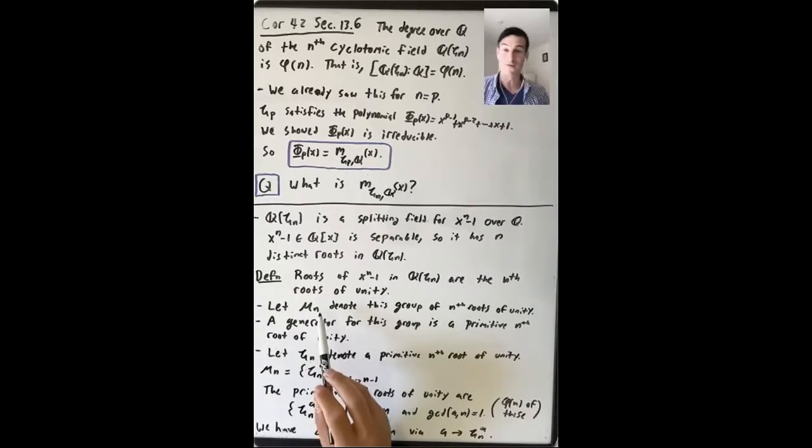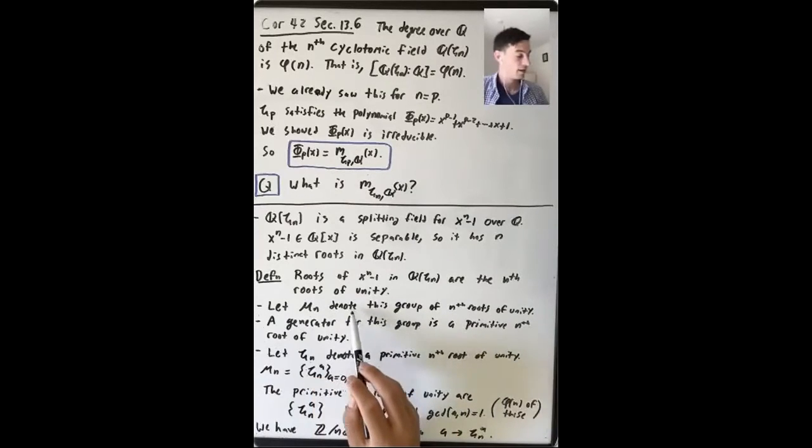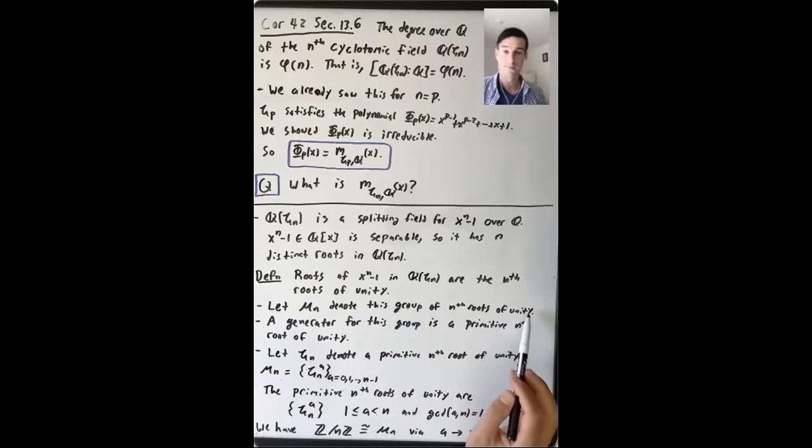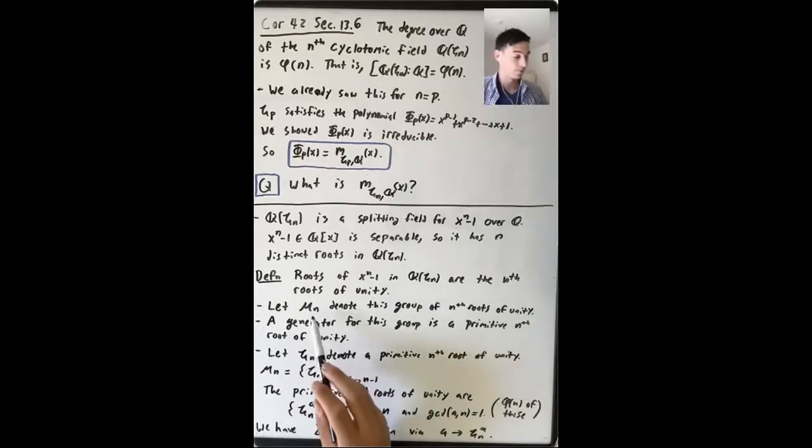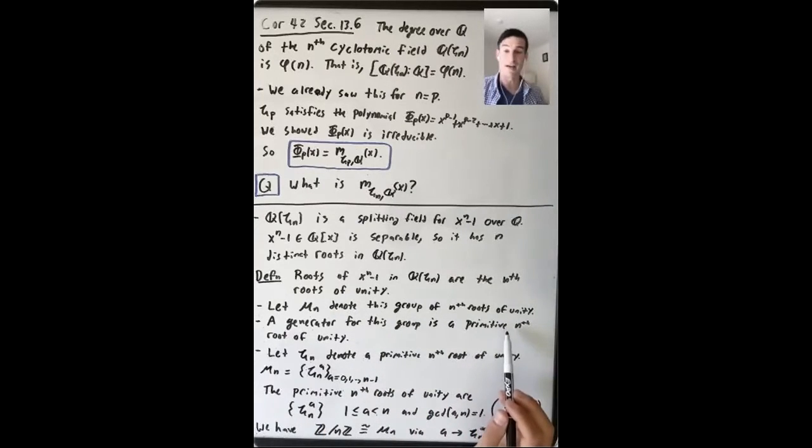We saw before that they form a group under multiplication. If you multiply two of them, you get another one. If you take the inverse of one of them, you get another one. So we let mu sub n denote this group of nth roots of unity. This is a finite subgroup of the multiplicative group of a field, so it is cyclic. A generator for this group is called a primitive nth root of unity. We're just going to name one primitive nth root of unity. The symbol zeta sub n is used to denote a primitive nth root of unity.